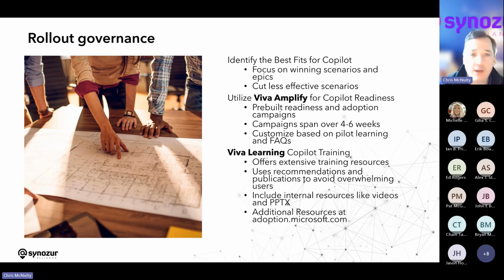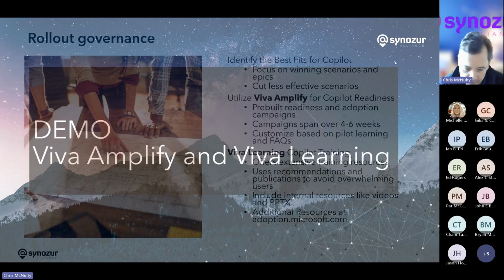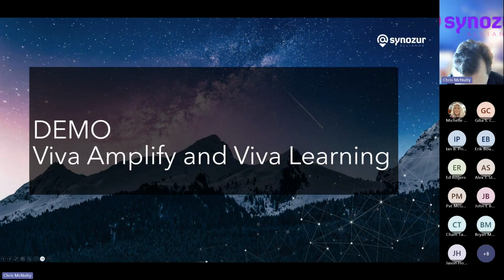If you have built videos or PowerPoints, those can also be added. And there are further resources available that you may sample at adoption.microsoft.com. They've done a really good job of publishing all that information. So let's take a quick look at what those deployment resources look like.